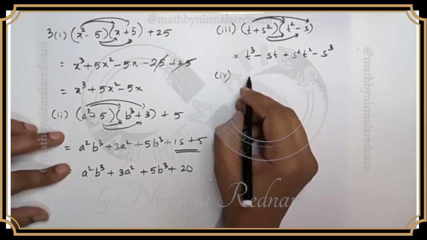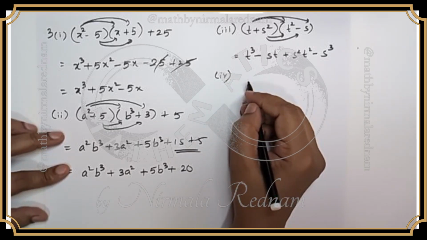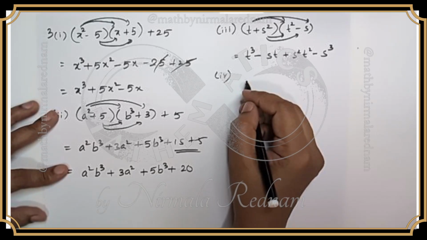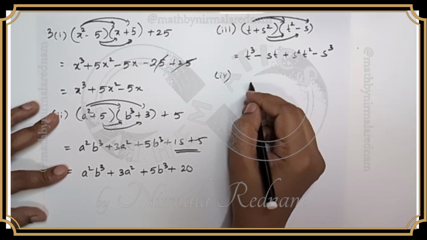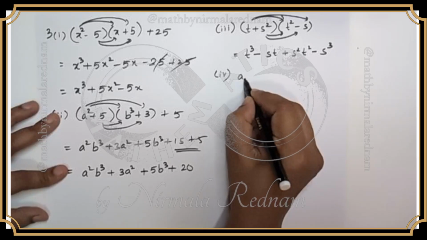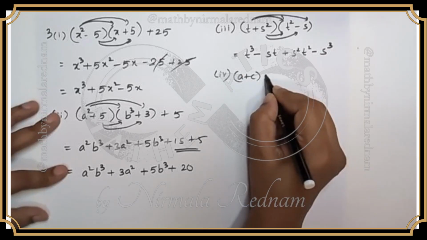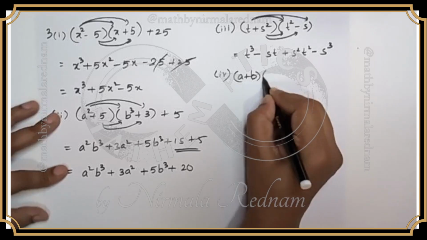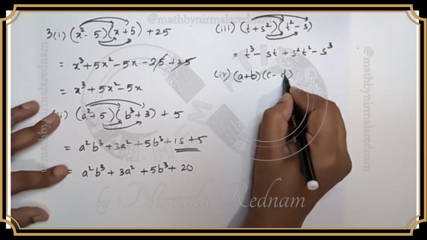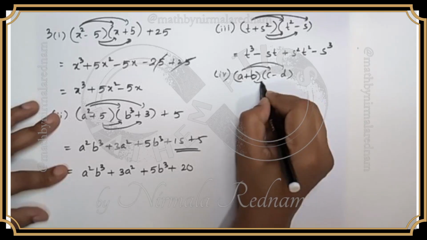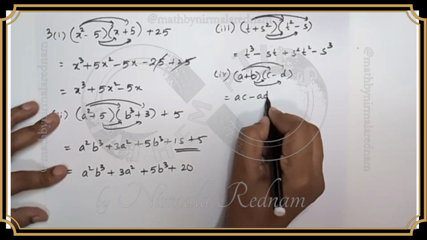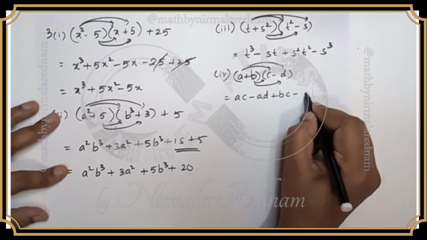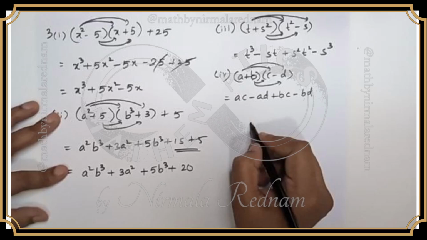Next I have a plus b into c minus d, right? First let's find this out. This is nothing but AC minus AD plus BC minus BD, correct?